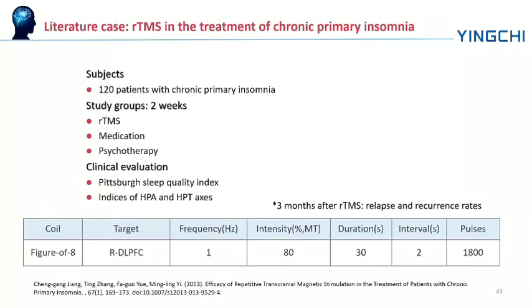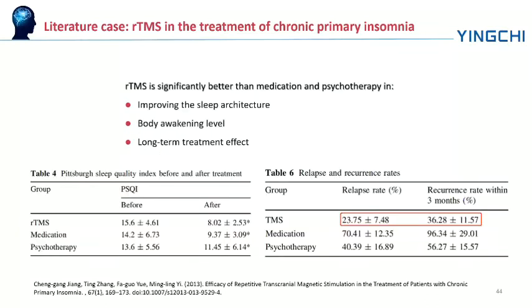And TMS can also be used in chronic primary insomnia. In this study, they compared rTMS with medication and psychotherapy. Here they used a figure-of-8 coil with low-frequency rTMS to stimulate the right DLPFC. As you can see, compared to the medication and the psychotherapy, the rTMS group has shown a significant result, and for the relapse and recurrence rates after 1 month of the treatment, TMS has shown the lowest relapse rate and recurrence rate within 3 months. Thus we can draw a conclusion that rTMS can improve the sleep architecture and improve their body wakening level, and the long-term treatment effect can be guaranteed.